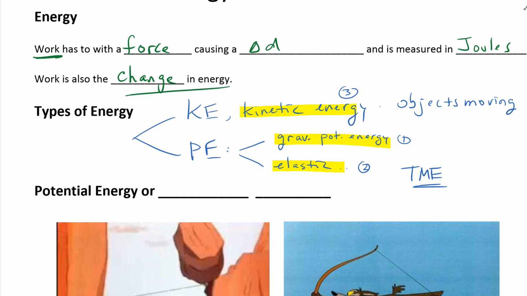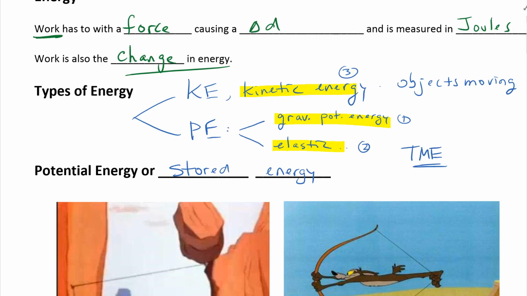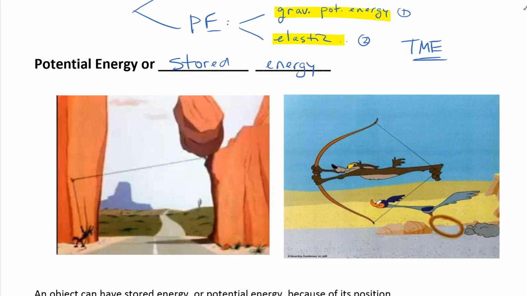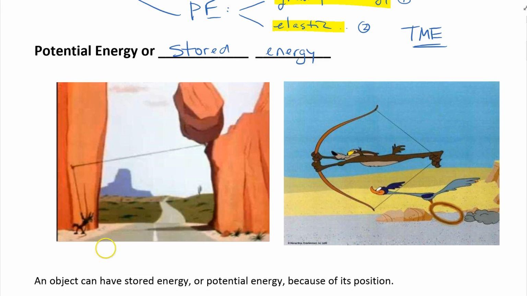So first of all, what is potential energy? Energy that is stored. So we're going to say it is stored energy. You can also think of it as being stored because of its position or because of how it's shaped. There are two types I mentioned, gravitational potential energy and elastic. Can you guess which is which here? The gravitational potential energy would be this one right here. This would be an example of gravitational potential energy. This would be the elastic potential energy.